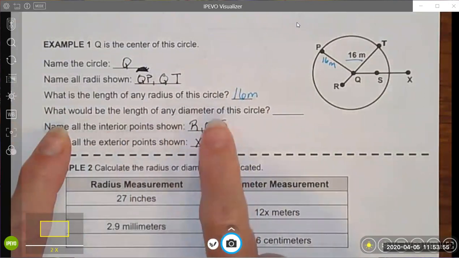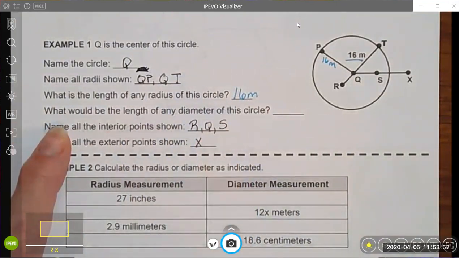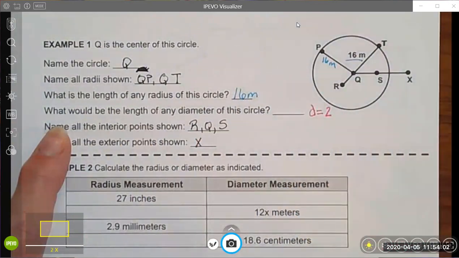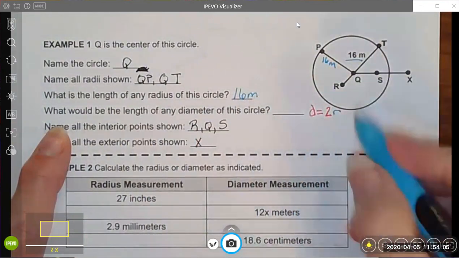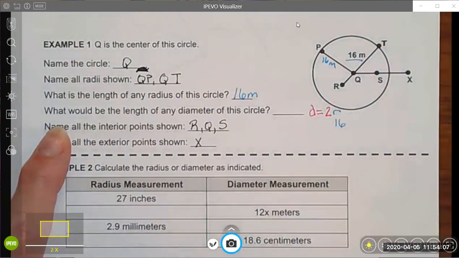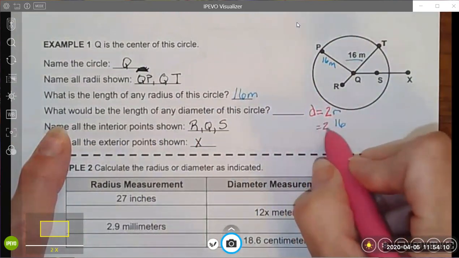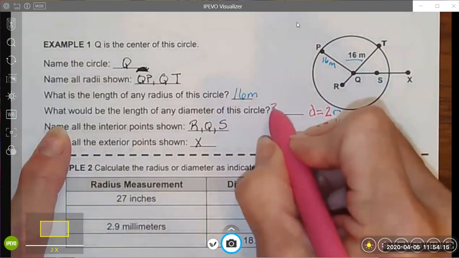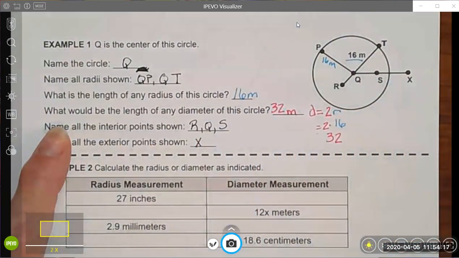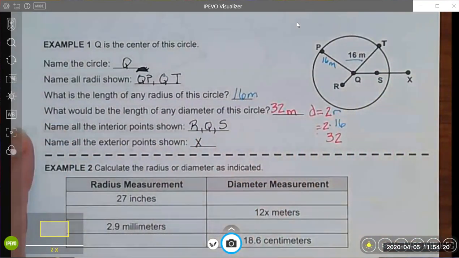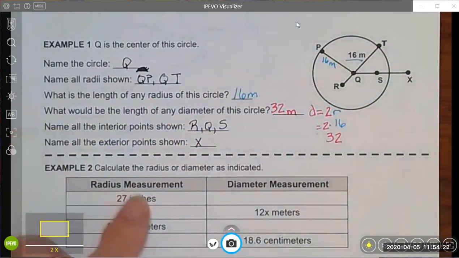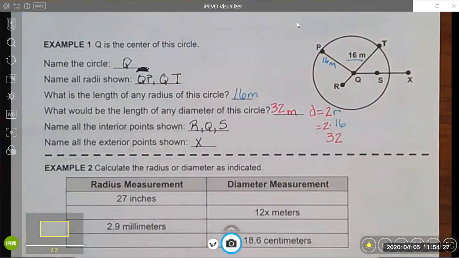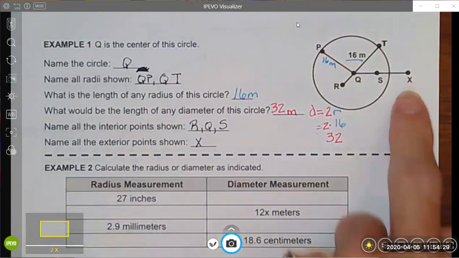To find the length of the diameter of this circle, we need to remember that diameter is equal to 2 times our radius. In this case, our radius is 16. Our diameter then is 2 times 16, or 32 meters. And I went ahead and filled in what our interior points are. Those would be points that lie inside the circle, R, Q, and S, and an exterior point might be X.